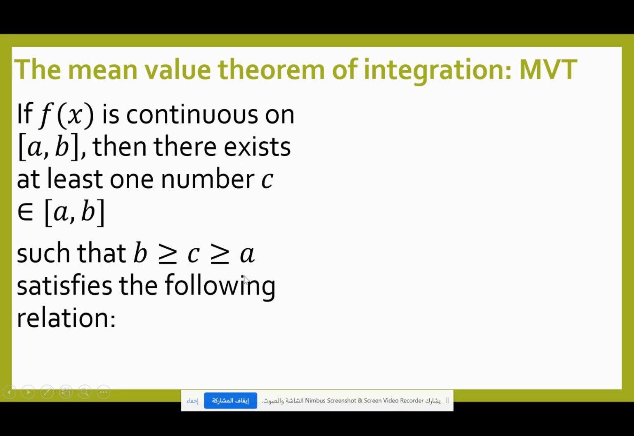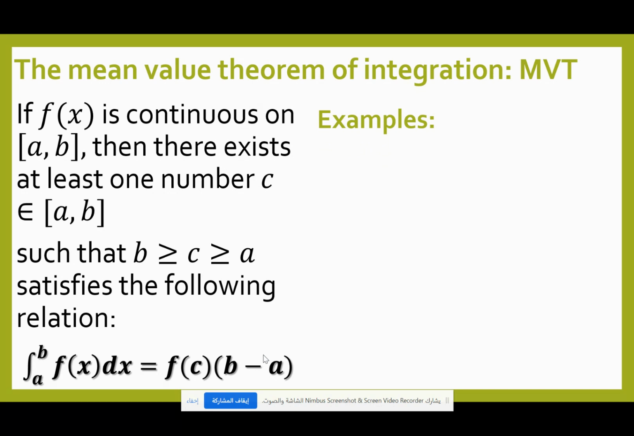And it is going to satisfy the following relation. This is the rule that we are going to deal with, the mean value theorem of integration. The integration from a to b, f of x dx, will be equal to f of c multiplied by b minus a. This is going to be the length, and this is going to be the width. And multiplying length by width will give you an area.